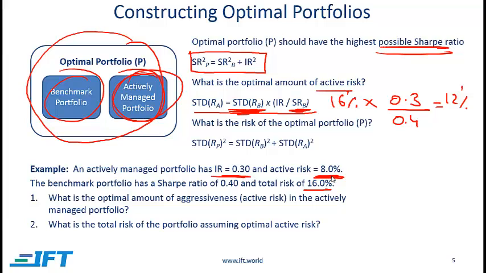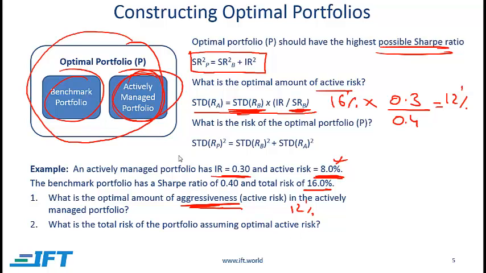So this active risk is not the optimal amount. What is the optimal amount of aggressiveness? Aggressiveness is just measured by the active risk. We've calculated that this is 12%. What is the total risk of the portfolio assuming optimal active risk?